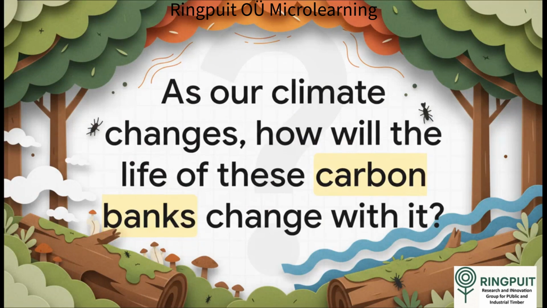And that leaves us with one last massive question. We've established pretty clearly that climate is king here, right? Temperature and rain are the master controls. So, as our planet continues to warm up, what's going to happen to these carbon banks? Will they start to break down faster, releasing all that stored carbon back into the atmosphere? And if they do, how will that feed back into our changing climate?